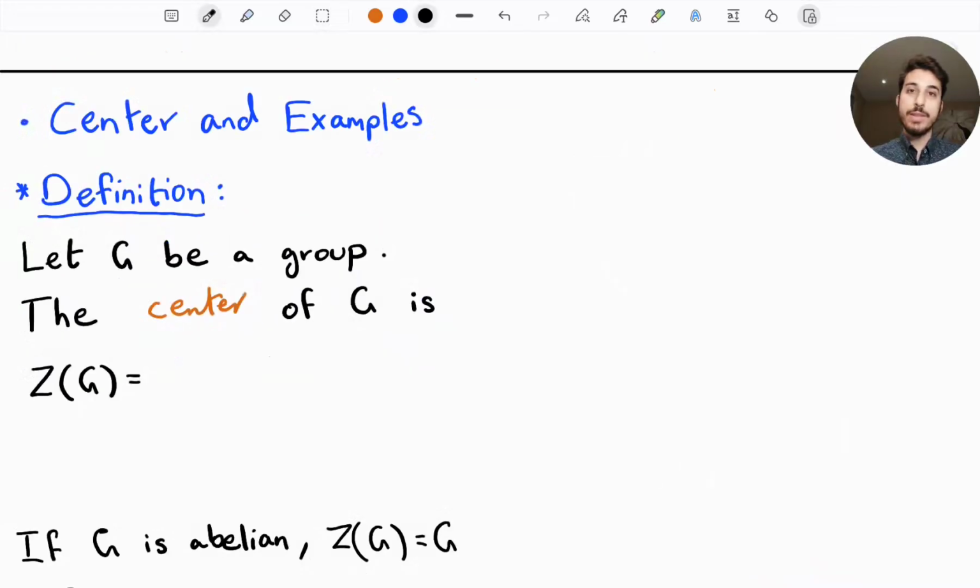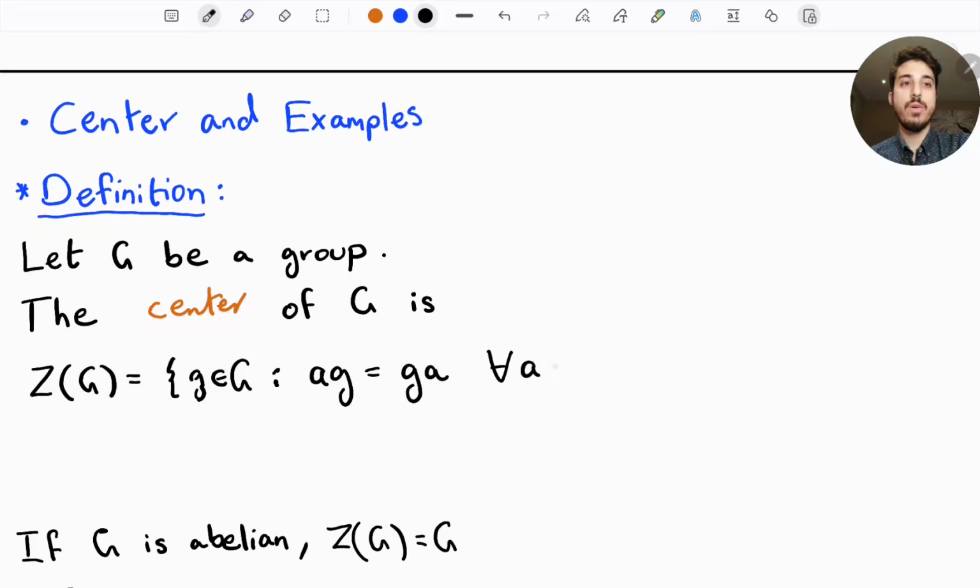Let us now define what the center of a group is. The center of G, denoted by Z(G), is equal to the set containing the elements g in G such that A times g is equal to g times A, and that is true for all A in G. So in words, this is the set containing the elements in G that commute with all the elements in G.